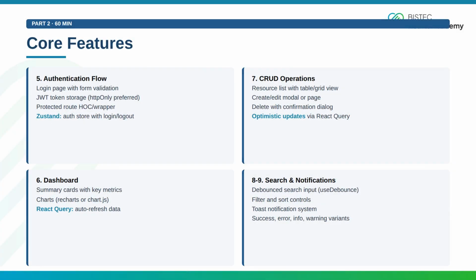60 minutes for core features. This is the bulk of the challenge: authentication flow. Build a login page with form validation, store the JWT token securely, and create a protected route wrapper that checks auth state. Your Zustand auth store should expose login, logout, and an isAuthenticated selector.